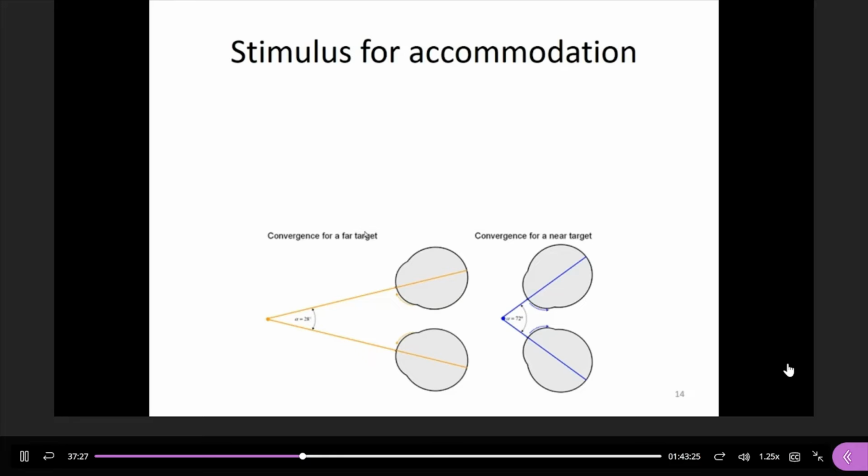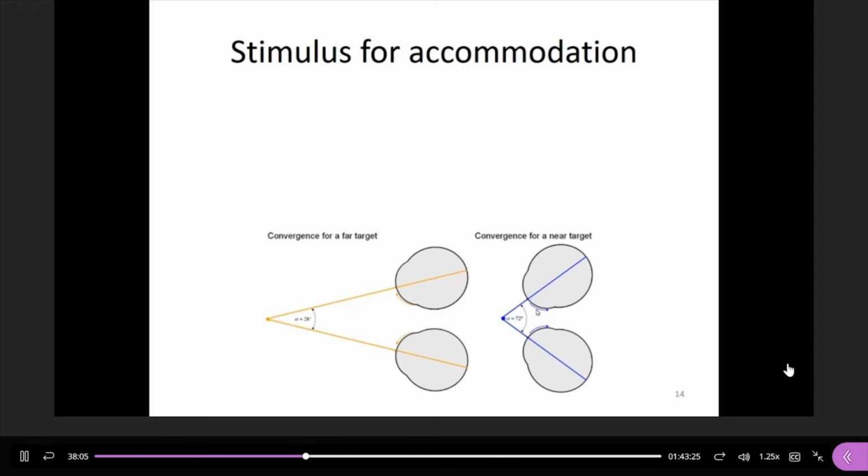Okay, so in this part of my lectures, I will talk a little bit more about the stimulus and the response for accommodation. There are several stimuli for accommodation. If you look at these two figures, the one on the left is when you are looking at distant objects. The yellow lines indicate fovea to fovea, looking at the same object. This is the convergence required for looking at distant objects.